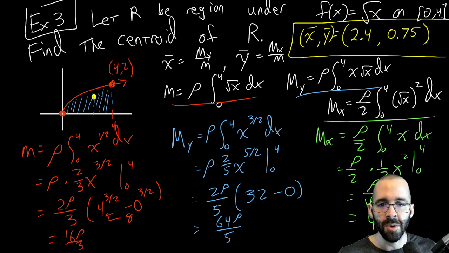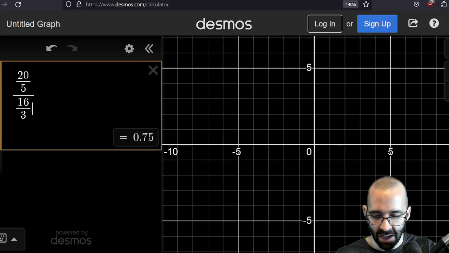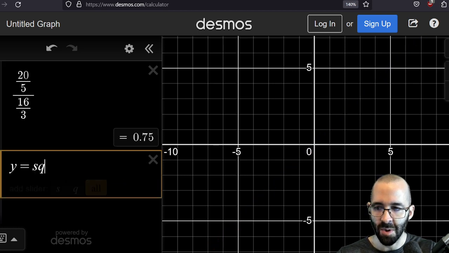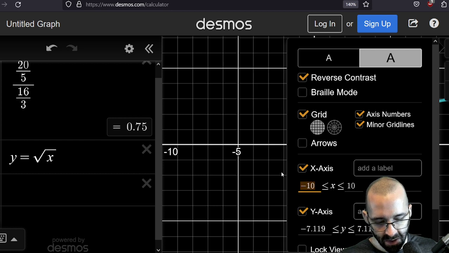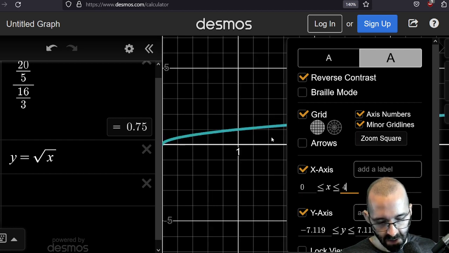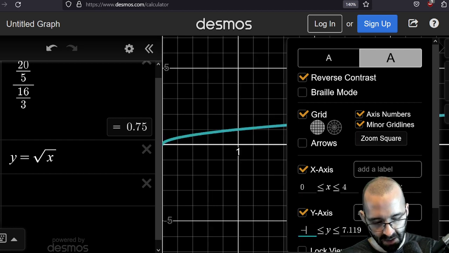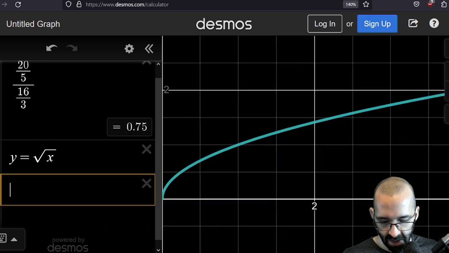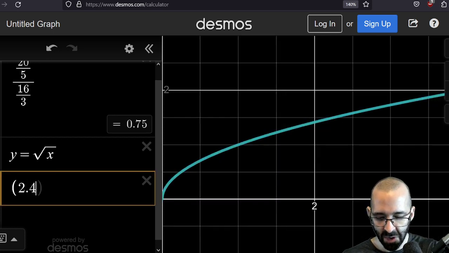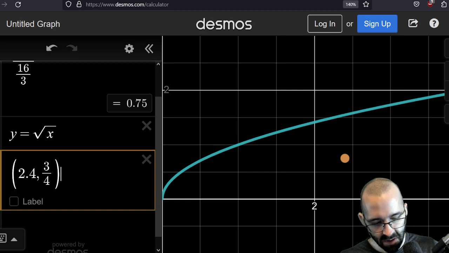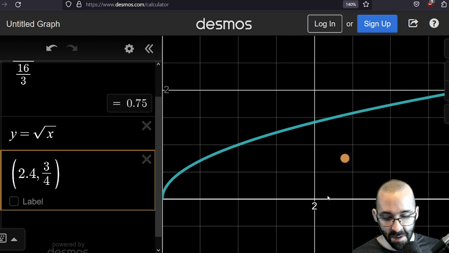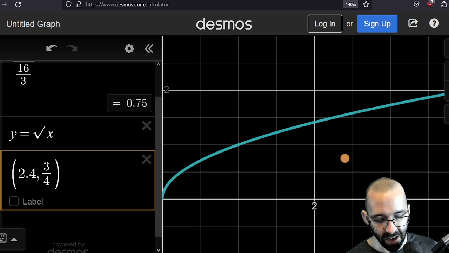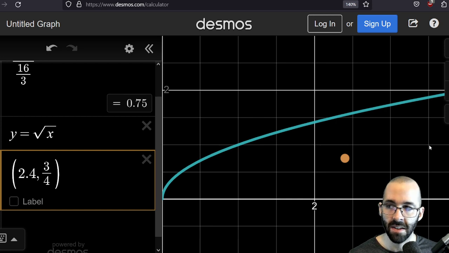And it's even a little bit better when you have a real graph. Like if we're graphing y equals the square root of x, and we're looking from 0 to 4, let's make the y kind of make sense too. We have that our center of mass should be 2.4, comma 3/4. That orange dot should be in the middle of all that area. And with this picture, yeah, it looks a lot more believable.